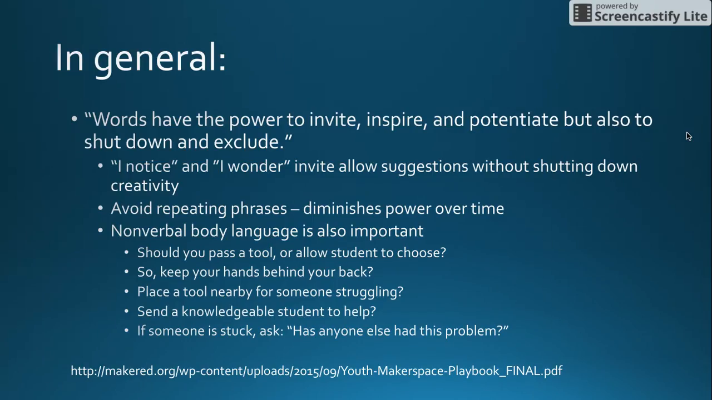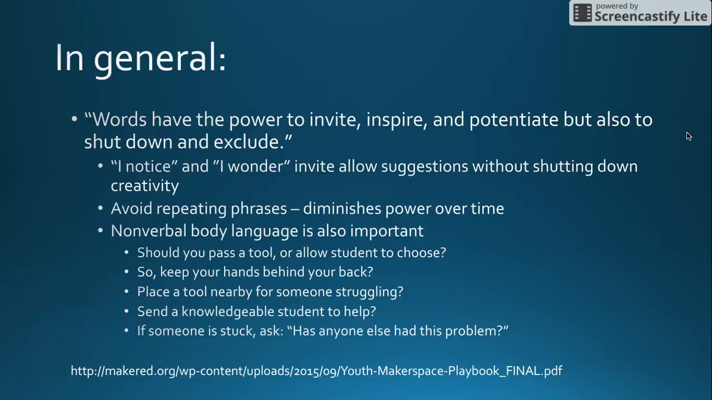So in general, we've got a lot of tips, and a lot of this has to do with language. So words have the power to invite, inspire, and potentiate, but also to shut down and exclude. So try to use words like I notice and I wonder to invite and allow suggestions without shutting down creativity. Avoid repeating phrases over and over again like, that's awesome. It diminishes power over time.